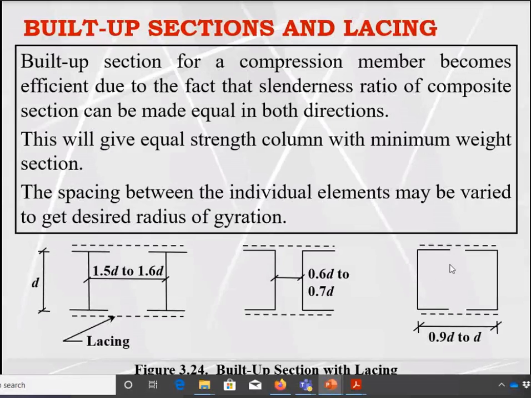And if we want to make a built-up section with two channels with their flanges turned inside, in that case the total distance from the outer face of one web to the outer face of the other web is kept around 0.9 of the D value. So in this case the total width is kept equal to or less than the total depth of this section. So these are the guidelines.